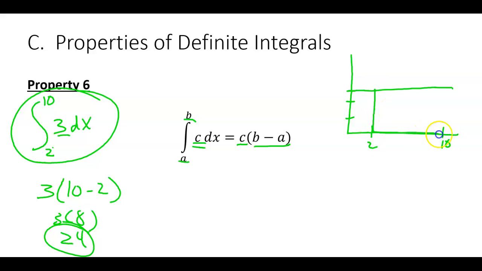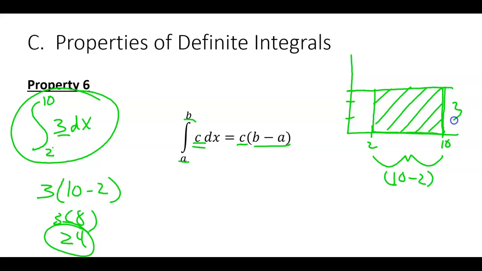So I only want this much of it. But what kind of shape is that? That's a rectangle. How do you find the area of a rectangle? Base times height. What is the base? 8, because it's 10 take away 2, right? What's the height? 3. This represents your height, and this represents your base. Base times height.